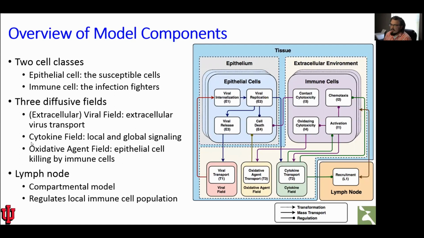And likewise, when the total cytokine field in our local tissue patch begins to decrease, we'll then find that the lymph node compartmental model will be in an anti-inflammatory state, and this will then lead to the removal of immune cells from our local tissue patch.